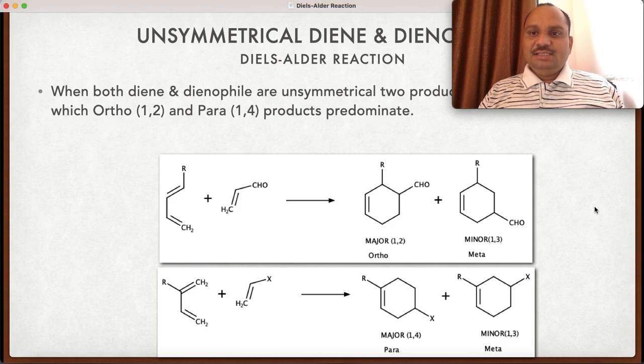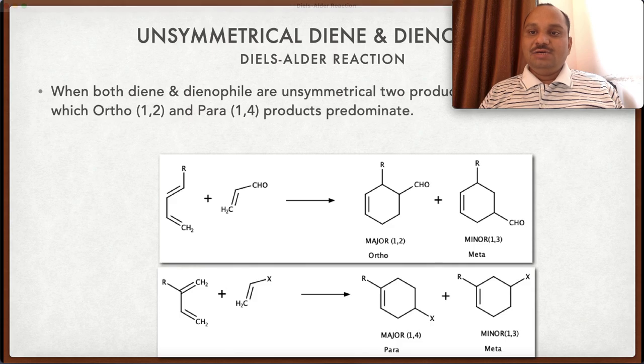Then we can say that when both the diene and the dienophile are unsymmetrical, two products are formed, in which the 1,2 (ortho) or 1,4 (para) product is in the major quantity, while in both cases the 1,3 product, that is the meta product, is in the minor quantity.